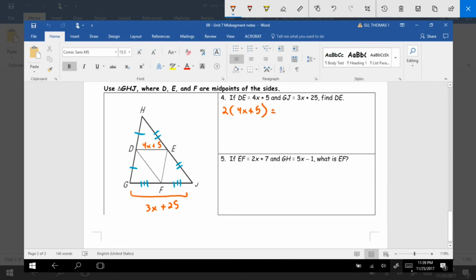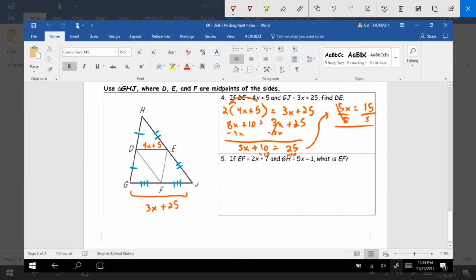So if I solve this out, I'm going to distribute, boom, that's going to be 8x plus 10 equals 3x plus 25. I'm going to subtract 3x from both sides. And then that's going to leave me with 5x plus 10 equals 25. Now I'm going to subtract 10 from each side. That's going to leave me with 5x equals 15. I'm going to divide by 5 to find x. And that means x equals 3.